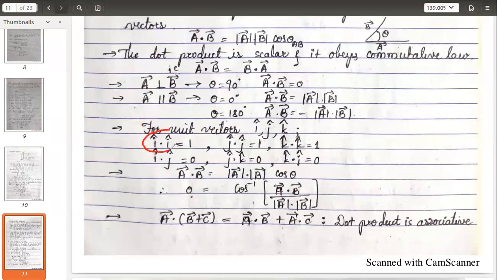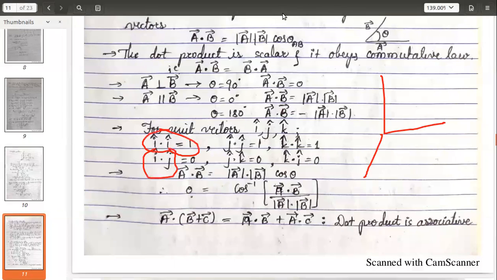Now, what is the dot product of the same vector, I dot I or J dot J, K dot K? It is equal to 1 because the angle between them will be 0, and cos 0 is 1. So I dot I is 1, J dot J is equal to 1, K dot K is equal to 1. So the dot product of a unit vector with itself is equal to 1. And what is the dot product of two different unit vectors, I dot J? Because we know how the unit vectors are distributed.